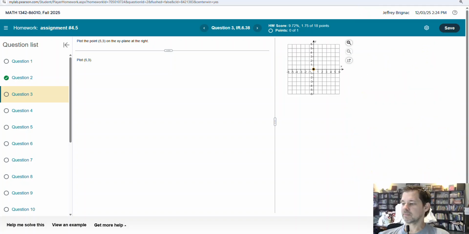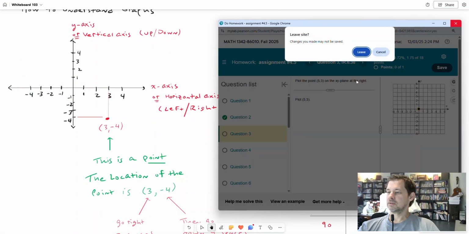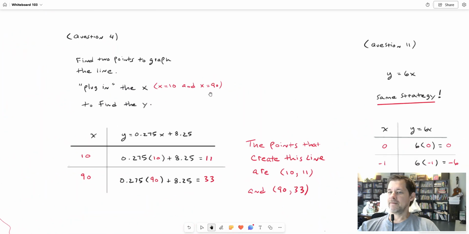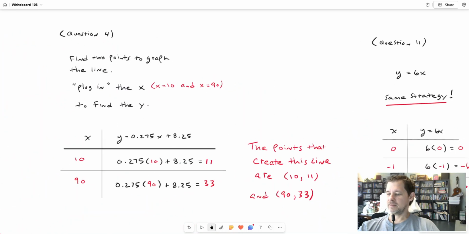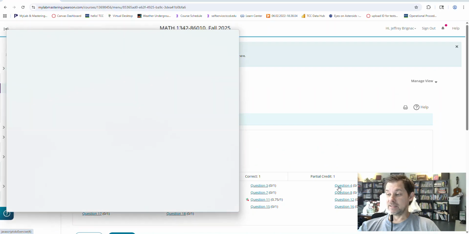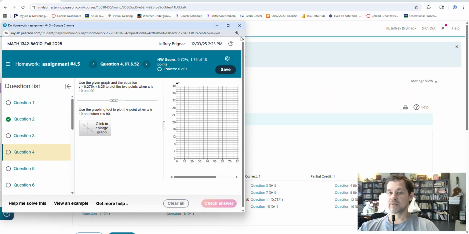Okay, let's look at something else. Let's look at a specific problem, question 4. Given that we can graph a basic point if we need to, like in that question I first showed you.